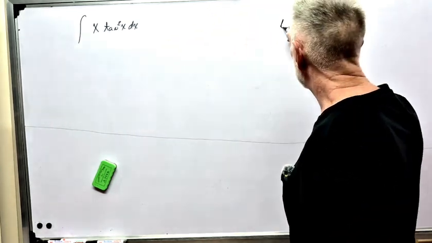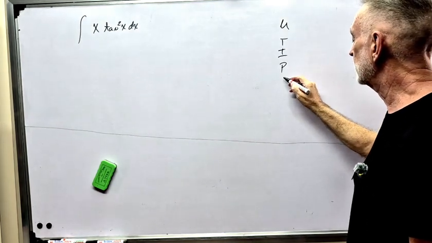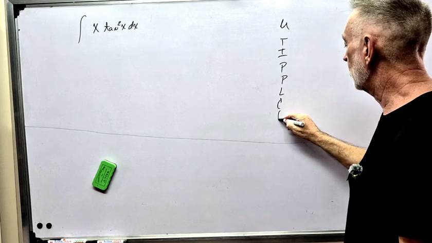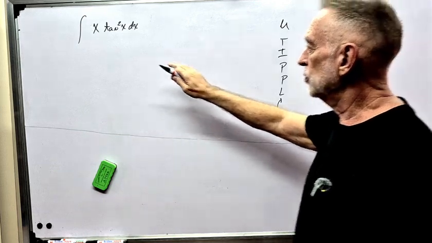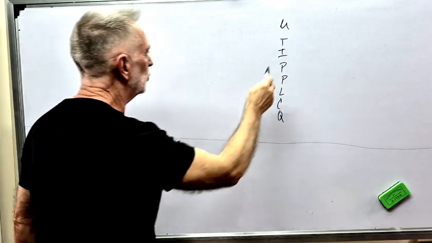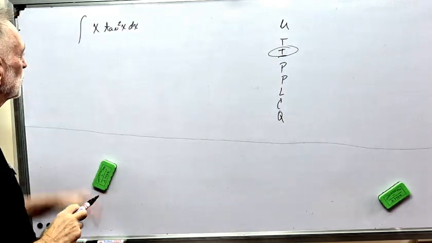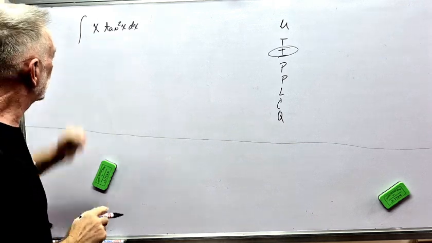We have u sub, trig sub, integration by parts, partial fractions, power reduction, long division, completing the square, and method of quadratics. And I think with this one, since we have two pieces to it, we'll use integration by parts. I think would be the best, but I want to make a trig transformation before I do anything.